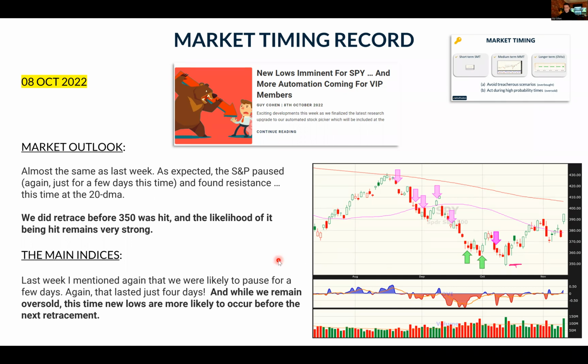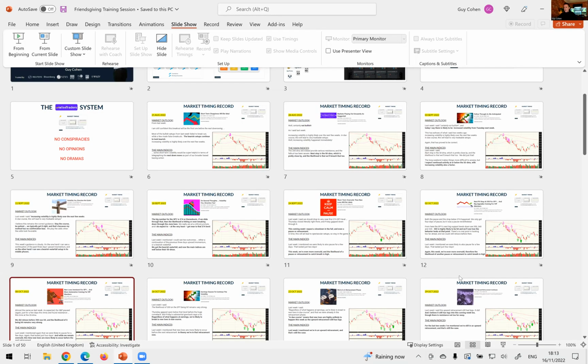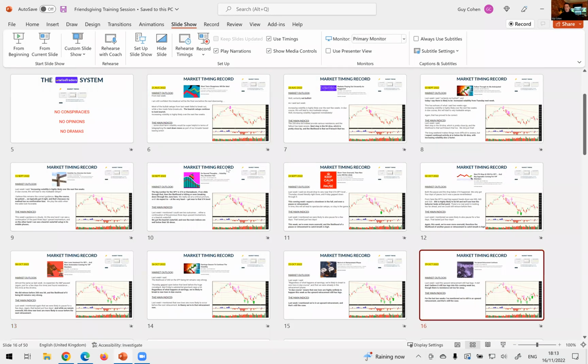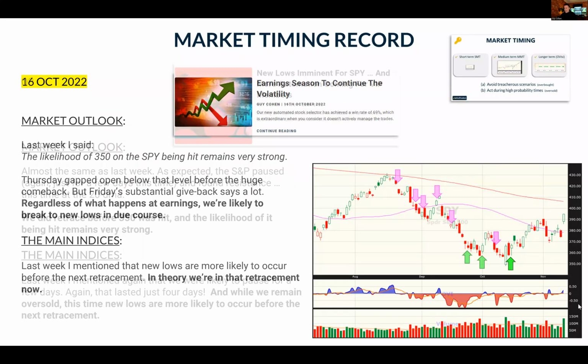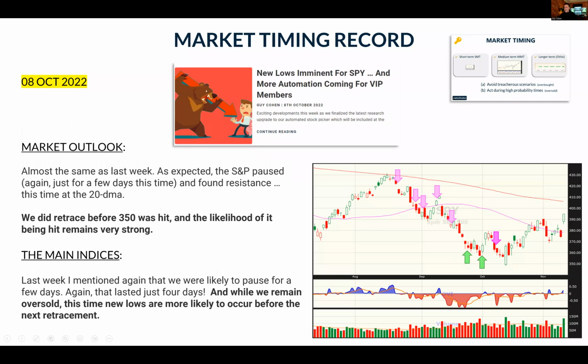But before we get to that, let me just say, while we remain oversold, the new lows are more likely to occur before the next upward retracement. So what actually happened was this. Oops, sorry. Now I've really screwed it up. Here we go. I think I've gone a bit too far. There we go. Love live presentations, things can go wrong. So at this point here, I'm saying, look, it looks like we'll hit the 350 before the next upward retracement. And that's exactly what happened.